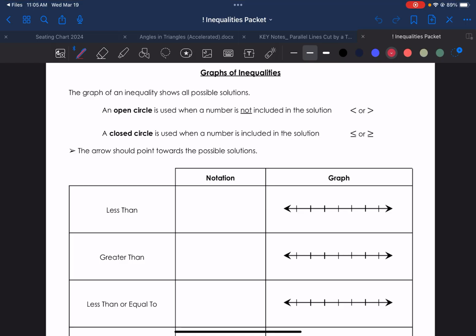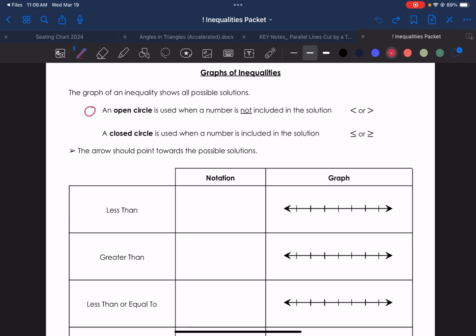If you remember this from yesterday, you can skip ahead, but it's a good review for everyone, I think. So let's dive in. We are going to be graphing inequalities, and we're going to be using a number line to do that. First, we need to know what symbols we're using.